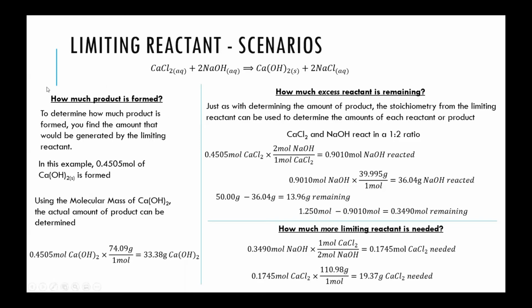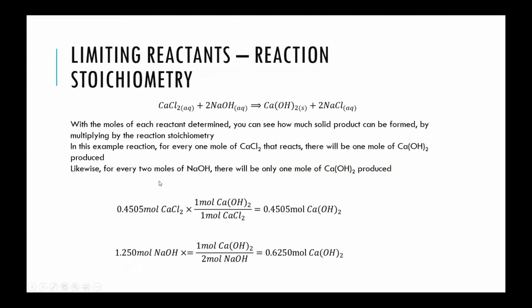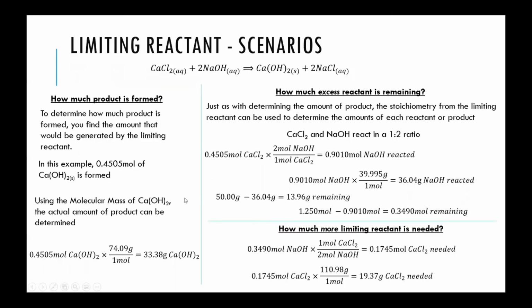So one of the things you can calculate is how much product is formed. What is the mass of that solid, this calcium hydroxide? How much of that will there be when you combine 50 grams of calcium chloride and 50 grams of sodium hydroxide? You're trying to figure out what is the mass of that solid. So once you have the limiting reactant, you can see how many moles of product it will form. So in this case, you have 0.4505 moles of calcium hydroxide.